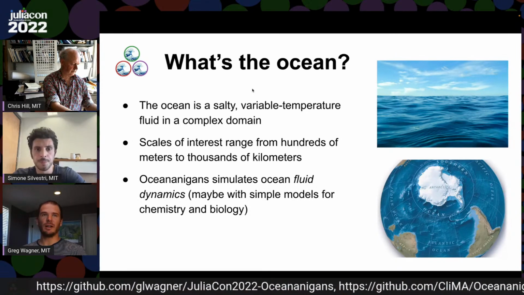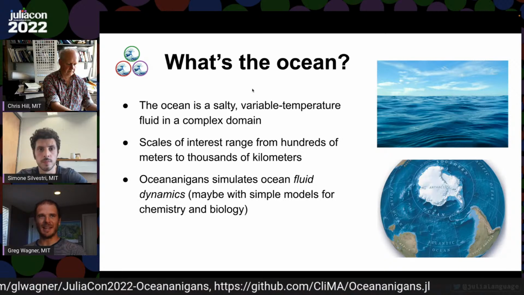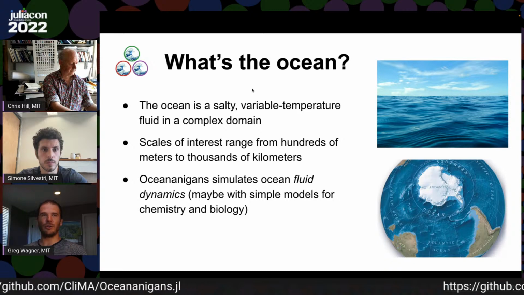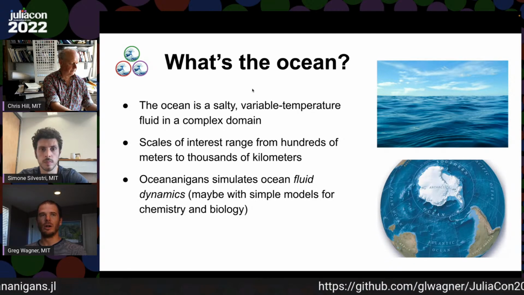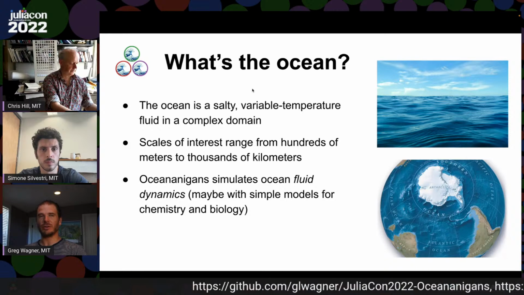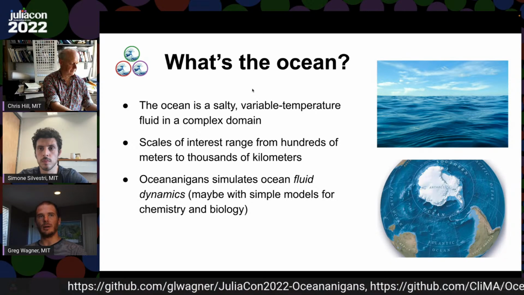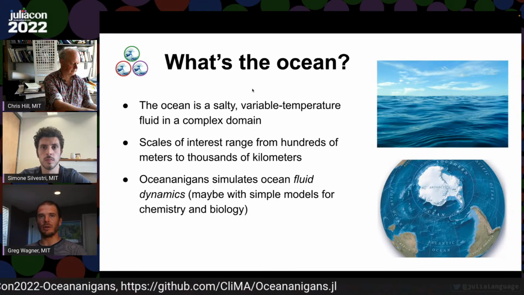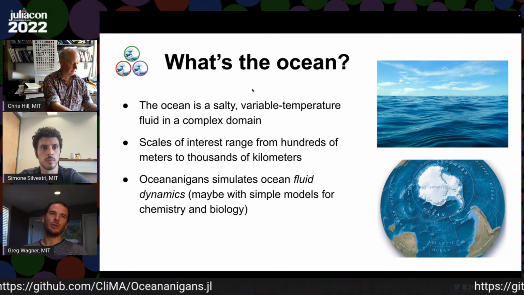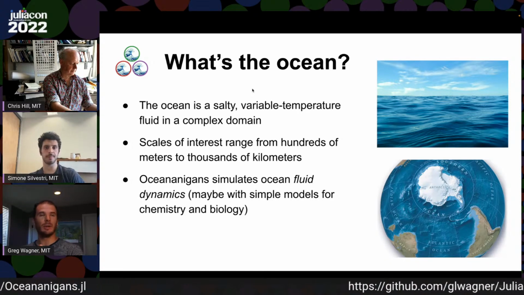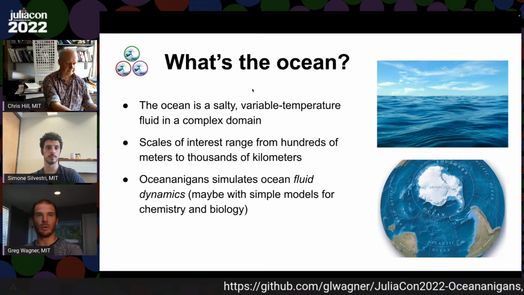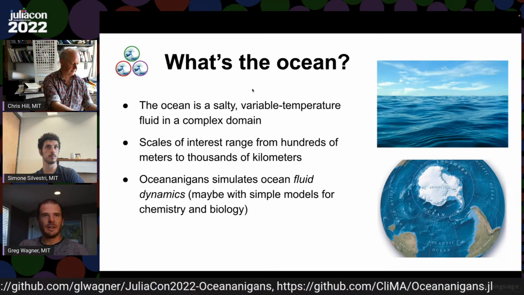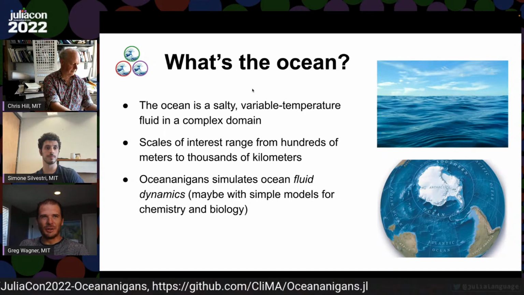Getting more into the details, Oceananigans is a code that solves partial differential equations that model the fluid dynamics of the ocean. So it's a physical model for the Earth's ocean. We don't specialize in other aspects of oceanography like chemistry or biology, but we do support coupling the core models for the physics of the ocean with models for chemistry and biology. That's my introduction to what the ocean is.